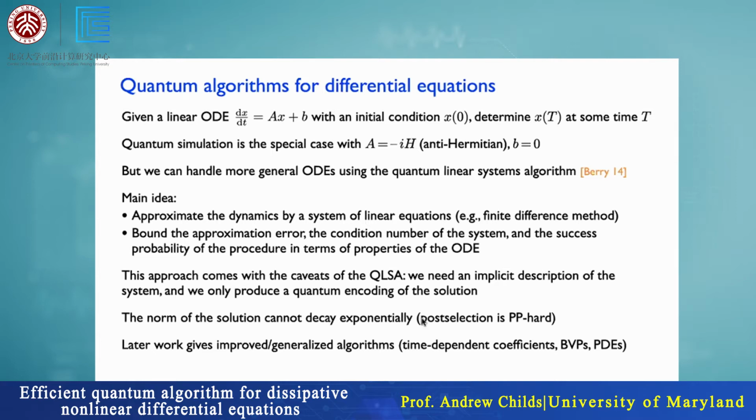So this original idea was proposed in this very nice paper of Dominic Berry in 2014, but there's been a lot of follow-up work that has generalized the class of equations that can be considered and has also shown better performance, with variations on the algorithm, considering things like time-dependent coefficients. What happens when you have a boundary value problem instead of an initial value problem? What happens in the setting of partial differential equations where you have derivatives with respect to space? Various kinds of things. I'm not trying to cite all the papers here, but there's a lot of work that's been done in this direction.